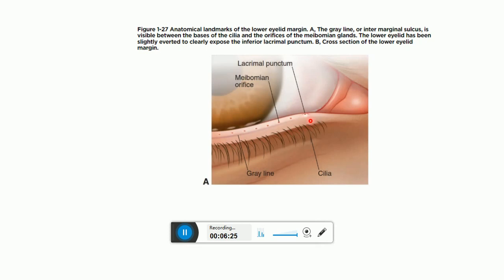The superior punctum, which is not visible in this picture, is normally hidden by the slight internal rotation. The superior punctum is located more medially than the inferior punctum, and the superior punctum is usually opposed to the globe and not normally visible without eversion.